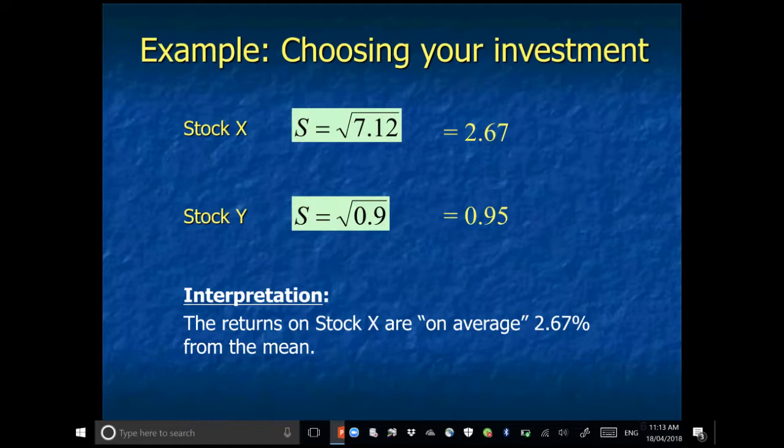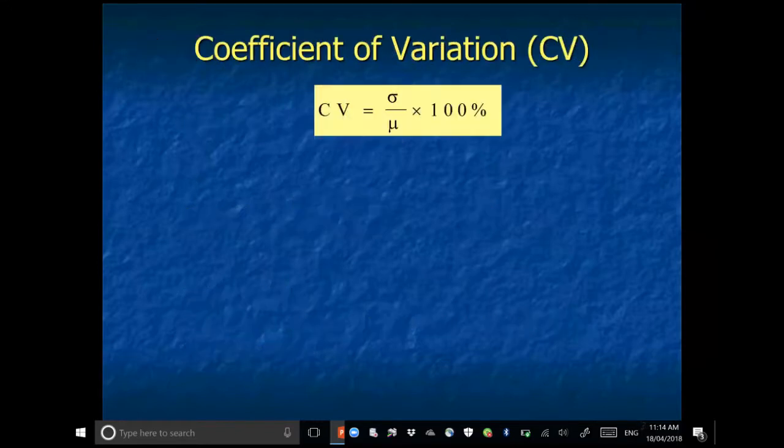So a very crude interpretation is that returns are on average 2.67% off from the mean return of 5.3%. Okay, so it can cut both ways. Sometimes you may get returns which are pretty much higher than the mean, or you may get returns which are quite smaller than the mean for stock X. Whereas for stock Y, the returns are more likely to be closer to the mean return of 5.3% in most cases. So that's a sense of standard deviation.